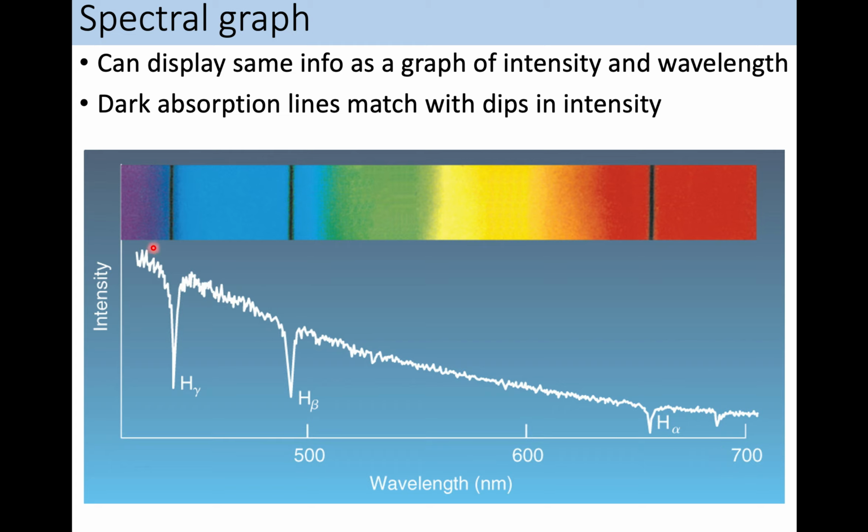So we see that the dark absorption line is the dip in intensity. So we'll see that when we make a spectral graph, instead of just drawing out the spectral lines, it matches perfectly. It's the same information. So where you see the dips in intensity on your spectral graph is the same spot, the same wavelength that you would see that dark absorption line.